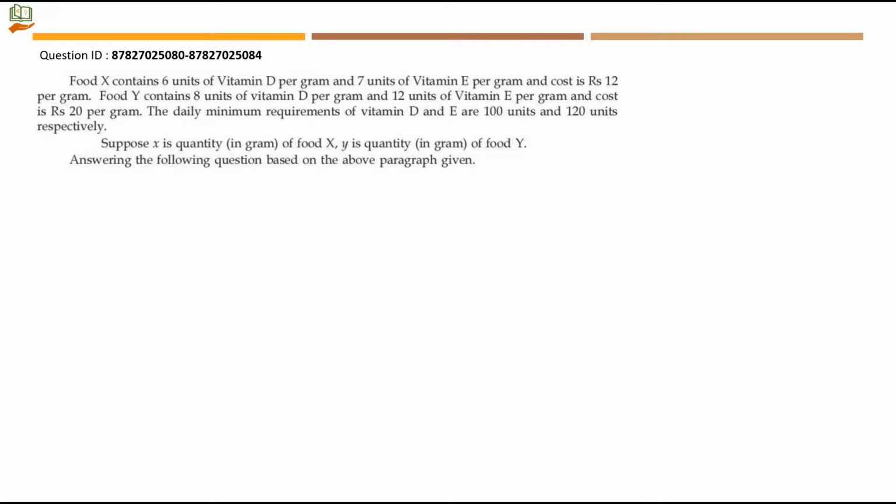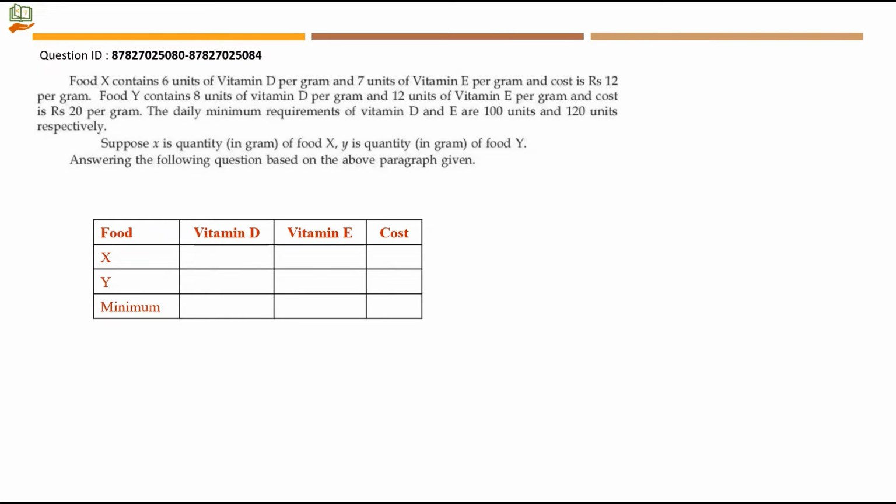First, let's convert this into a tabular form so that using the table we will be able to form the linear programming problem or the necessary equations. So let's make a table now. I have created 4 columns. First column will be food. So there are 2 types of food. One is food X and another is food Y. Both the foods have vitamin D and vitamin E. How much vitamin D is present in food X? It is 6 units. So we'll place 6 here. How many units of vitamin E are available in food X? It is 7 units. And what is the cost per gram? It is 12. So everything is given per gram.